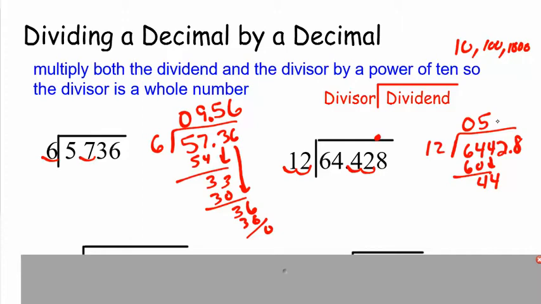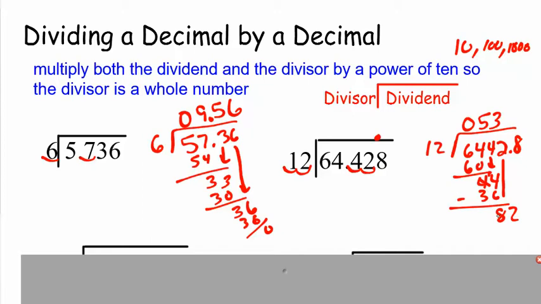12 goes into 44 3 times. That's 36. Subtract. That's 8. Okay, so I had to borrow. Bring down my next number. Make sure you're bringing down the right number each time. Okay, so you got to line up.